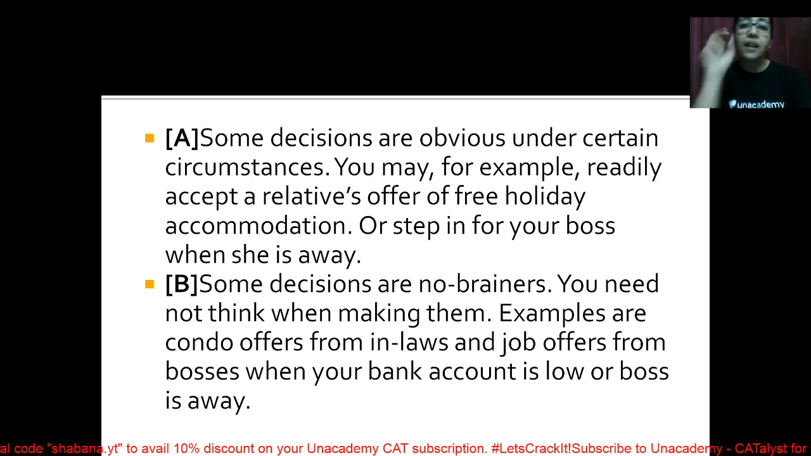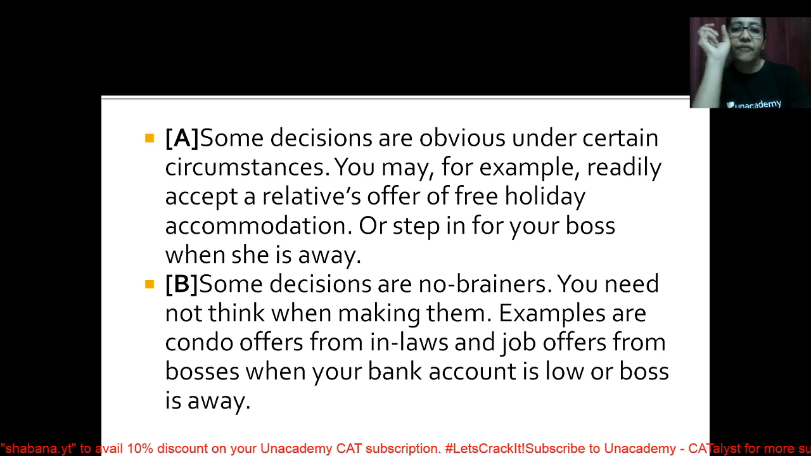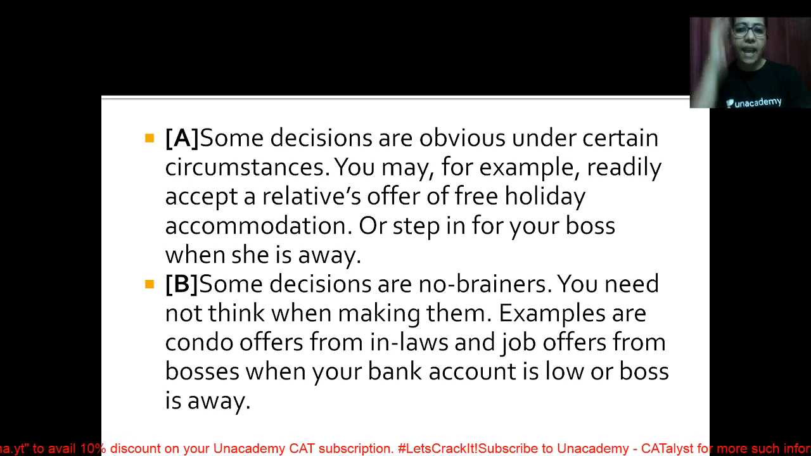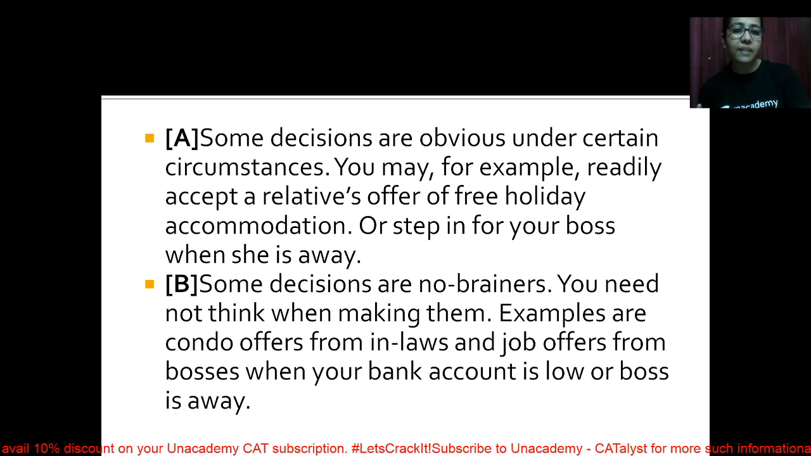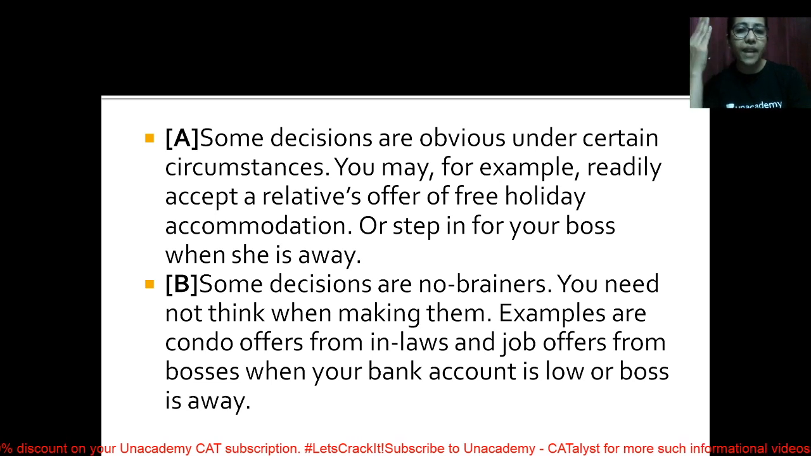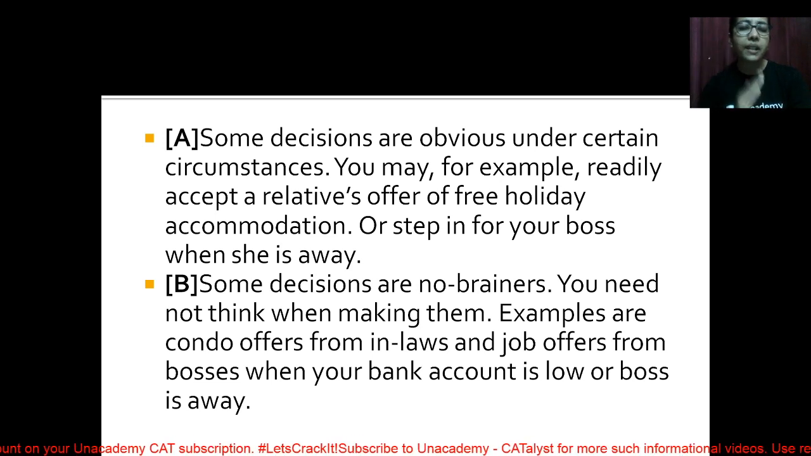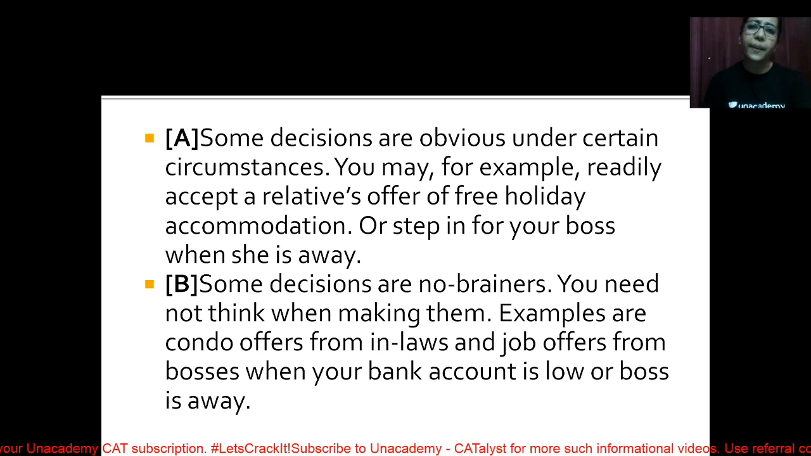Examples. Words ka difference dekh rahe hain? First line ke words. A mein, obvious under certain circumstances. Dusra bol raha, they are no-brainers. You need not think when making them. Between A and B, kaun sa better hai? Khud bataiye aap mujhe, which one is better between A and B?